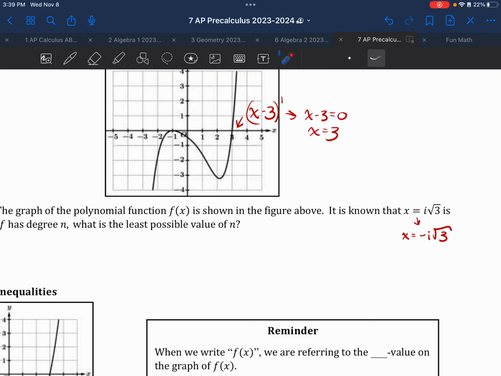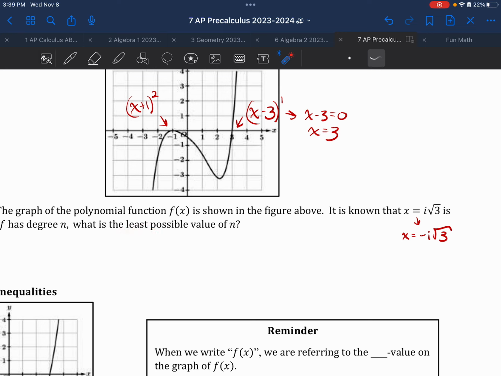So far, so good. This one turned around. Whenever we turn around at an x-intercept, that means we have an even multiplicity, so right here this is something like x plus 1 to the power of 2, or power of 4, or power of 6. The problem is we're trying to find the least number, so let's choose the smallest one, power of 2.